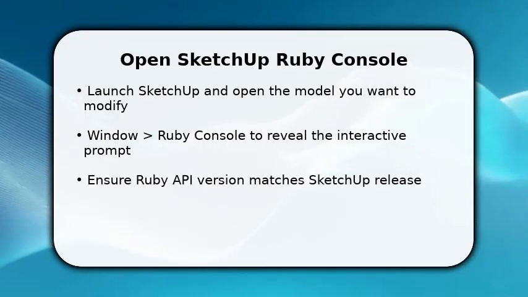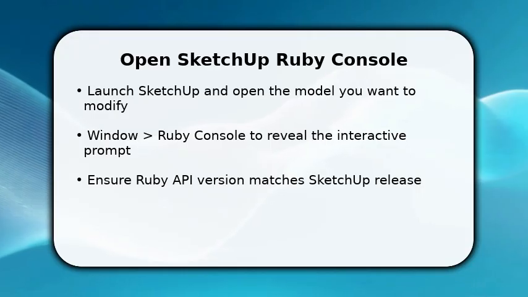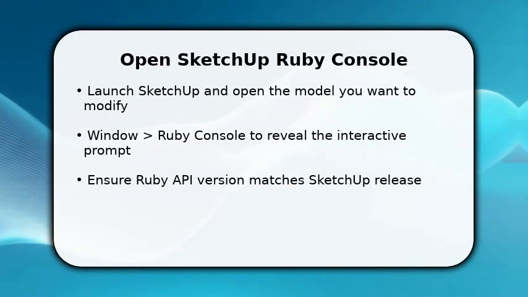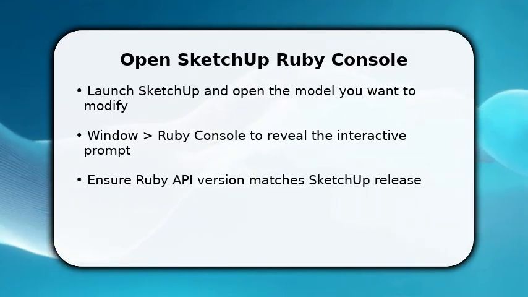You start by opening SketchUp and immediately showing the Ruby console so you can run commands now. Type simple commands like puts "hello" to confirm the console responds. Once done, check the API version number with Sketchup.version to ensure compatibility, and make sure your model is saved before running scripts.